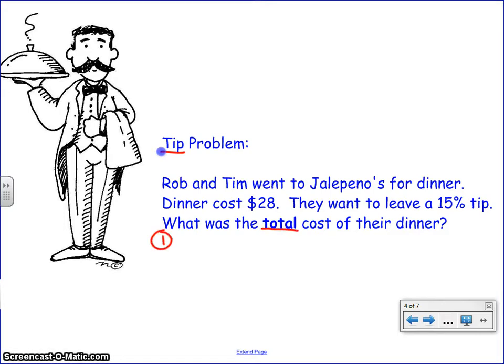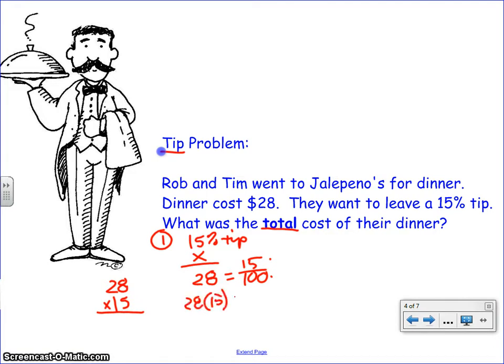Well, for step number one, we're going to have to figure out what a 15% tip is. All right. Well, if the dinner cost $28 and they left a 15% tip, this is how we write 15%: 15 over 100. What part of 28 is that? Cross multiply, and you'll find out that I'm going to have to do some long multiplication. I don't have my calculator, so you'll have to bear with me. 28 times 15, right, guys? 28 times 15 equals 100 over x.